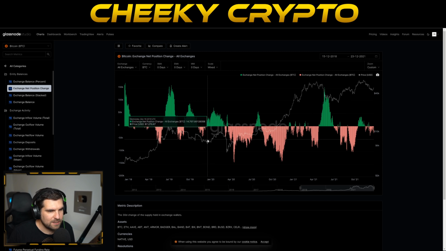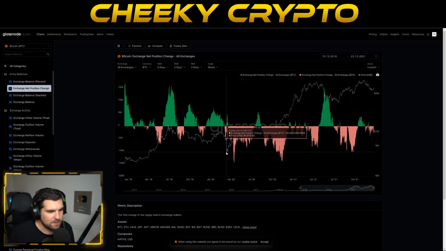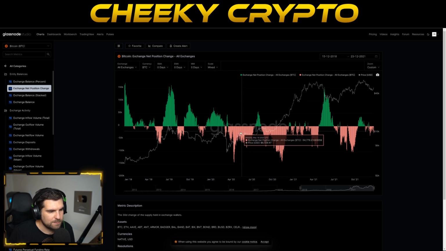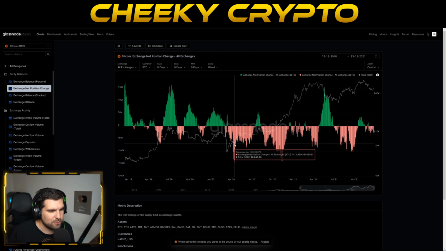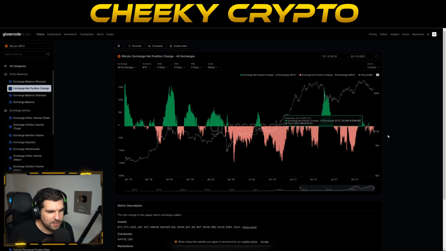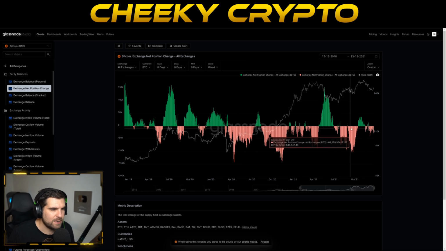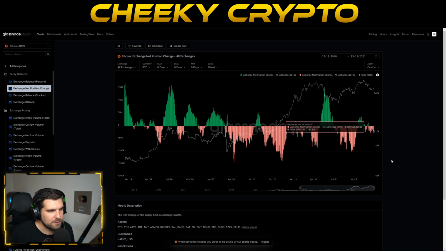Again, you can see stuff leading up into these dumps, and then as price comes up, you see the red again. So interesting that we see red here whilst the price is pulling back down. You don't normally see that. You normally see green when price comes down and red when price goes up in terms of the net position change. So interesting stuff is happening here.